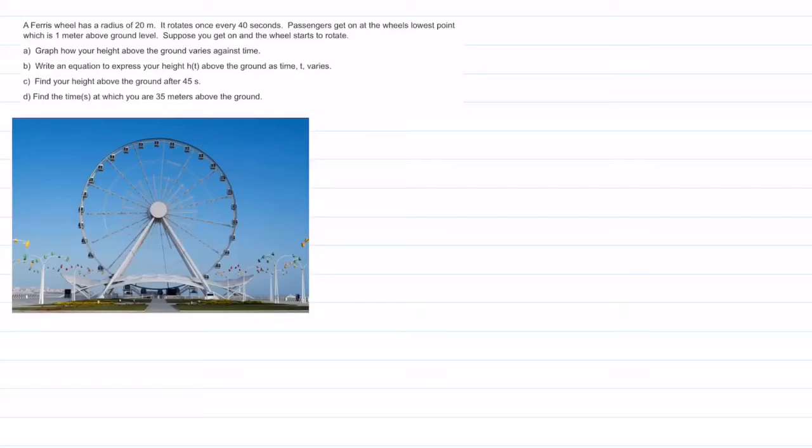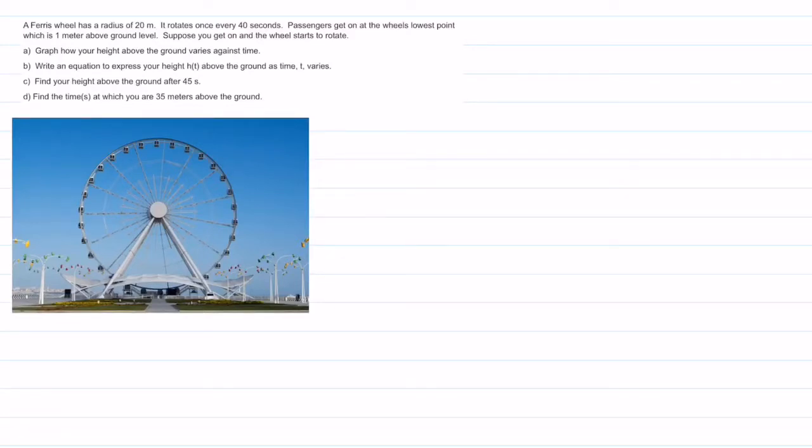This is another very common trig application, the Ferris wheel problem. So this one's a Ferris wheel, has a radius of 20 meters. It rotates once every 40 seconds. Passengers get on the wheel at the lowest point, which is 1 meter above the ground. Suppose you get on the wheel and it starts to rotate.